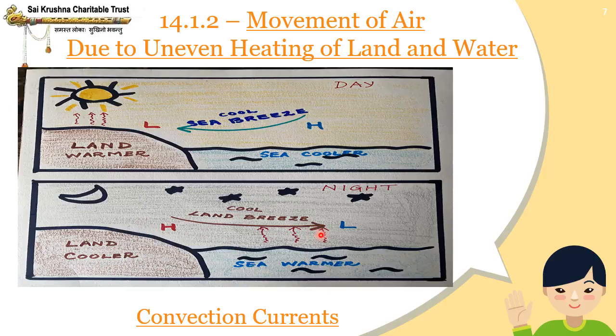Heat transfers between the land and the sea set up what is known as convection currents. There are other factors too which influence winds, like Earth's rotation and presence of mountains, which can change the direction of the winds.